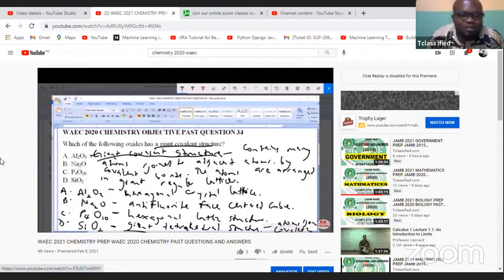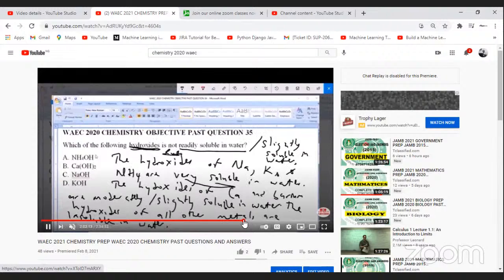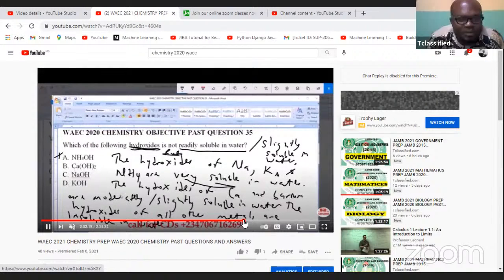Okay, so let's move over to the next one. Next one is 35, isn't it? Which of the following hydroxides is not readily soluble in water?